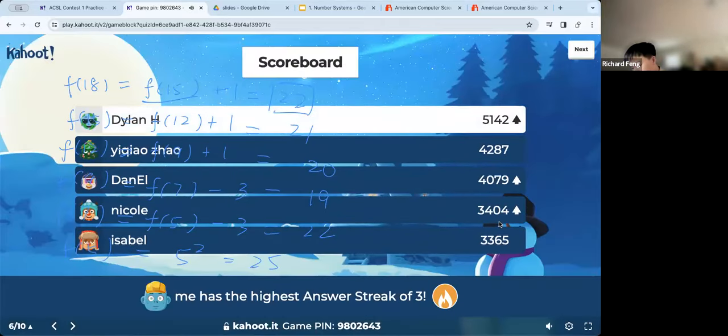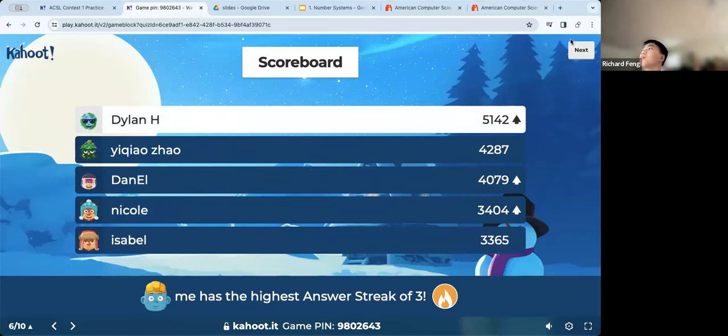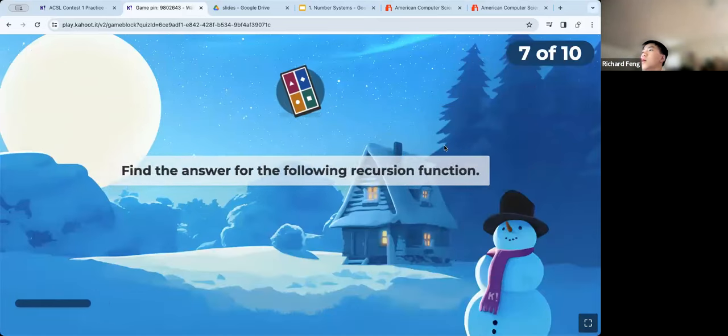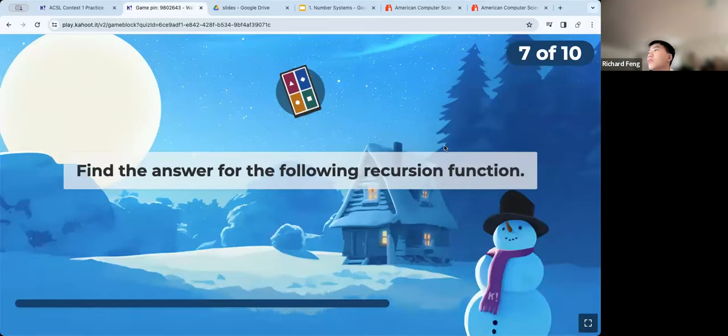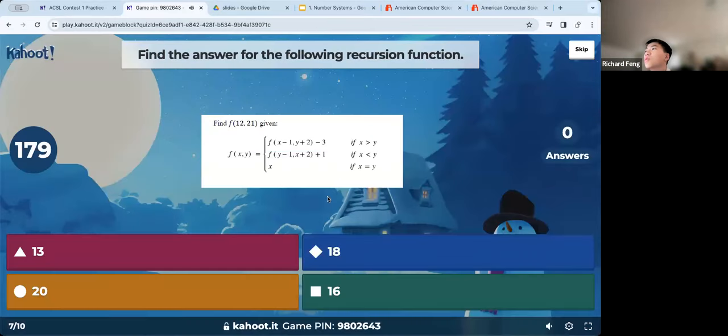Okay, Dylan is in the lead. Question 7, find the answer for the following recursive function. But this time we have a pair of inputs.